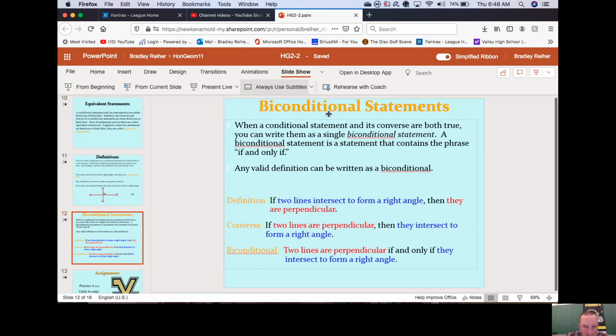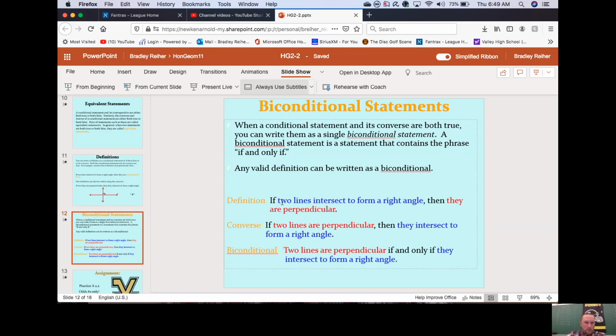We're also going to see many biconditional statements in our text. That's when a conditional statement and its converse are both true. You can write them as a single biconditional statement. A biconditional statement is a statement that contains the phrase if and only if. So when you see that magic phrase, that means that the statement is automatically true forwards and backwards. Any valid definition can be written as a biconditional. It doesn't have to be, but you could do it if you wanted to. It's reversible. That's what that means.